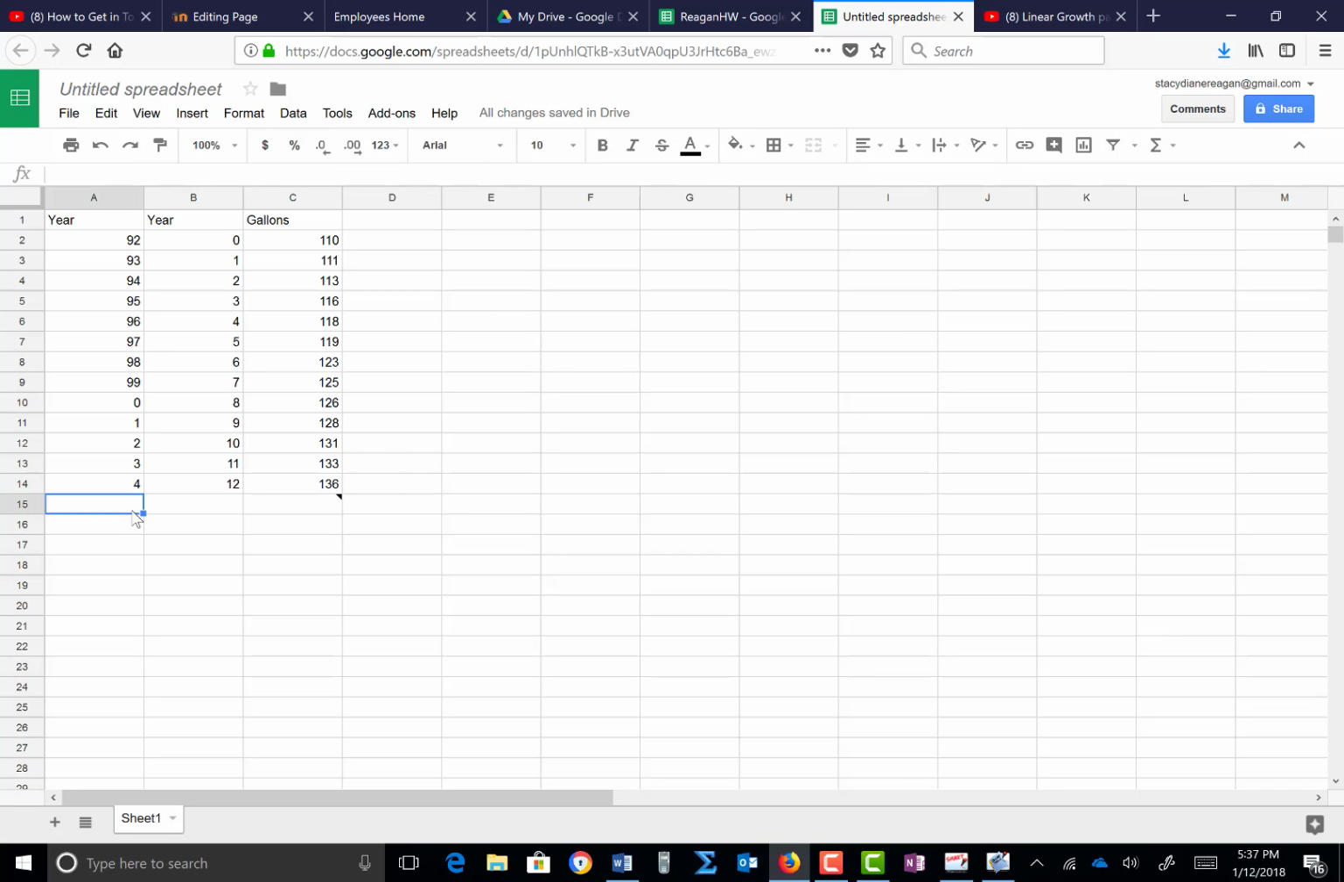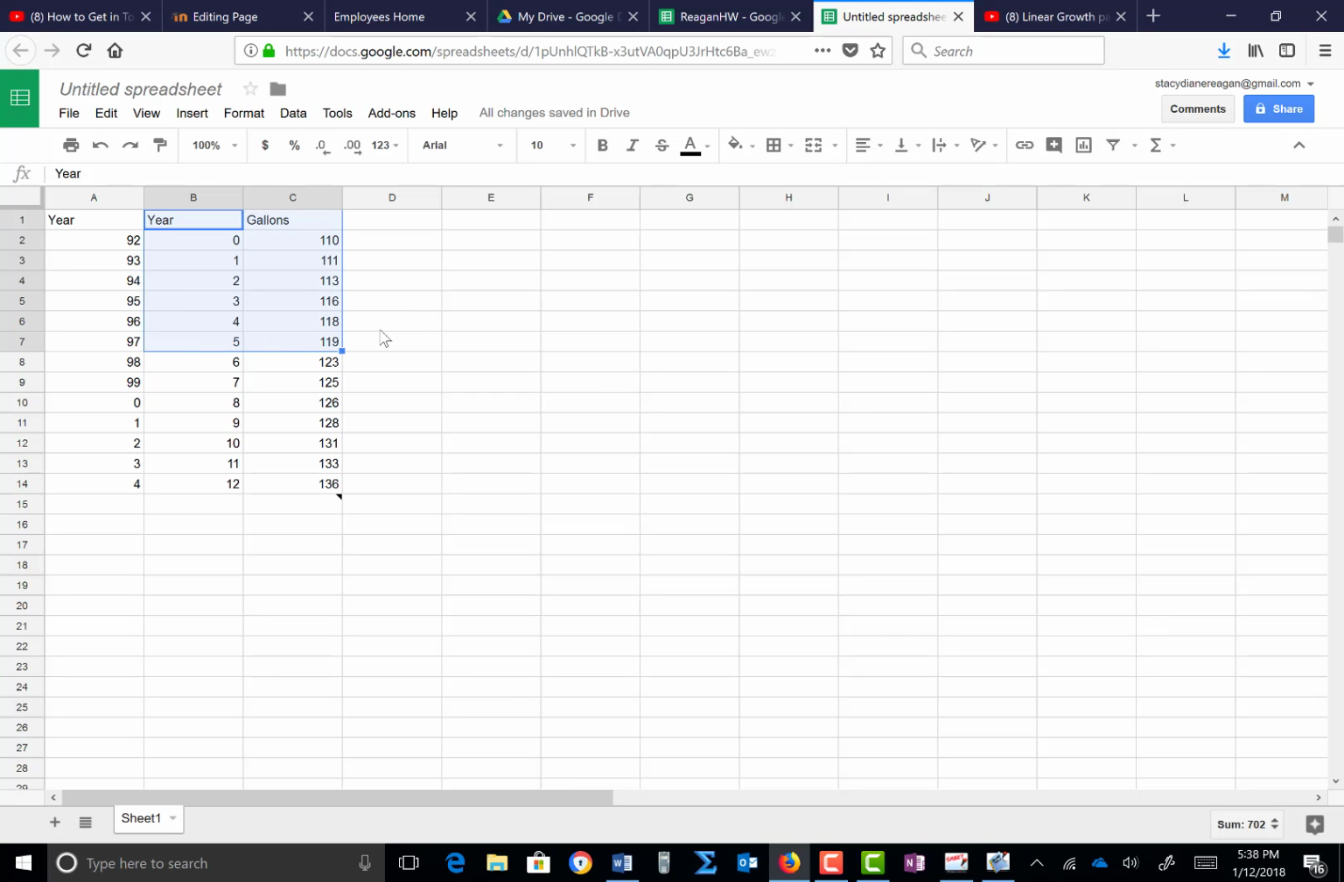So if we take a look at this, we start with 92 and we call 92 year 0. You could call 92 year 1 if you wanted to, but most of the time we're going to call our starting one 0. So what we're going to do is highlight our data. And this is how you make a model.